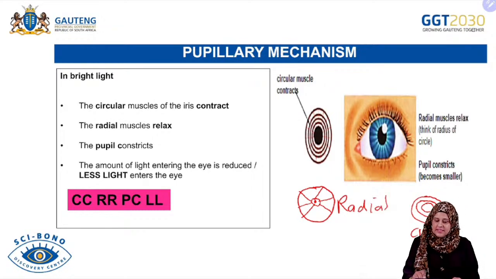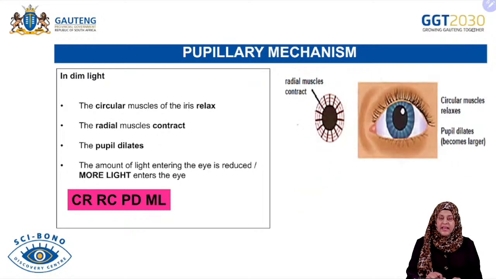So you can see it here, right? The radial muscles are relaxing. Think of a radius for a circle, and the pupil becomes smaller. Let's look now at dim light. The opposite is true for dim light.